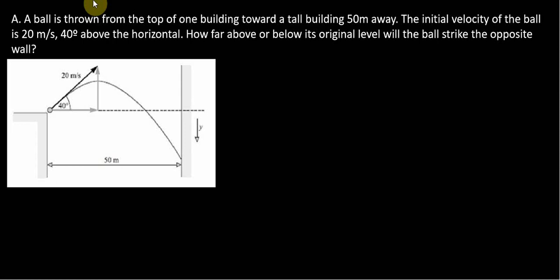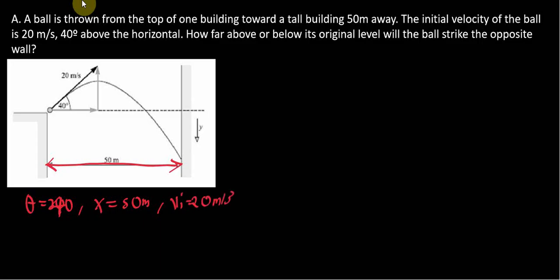Now let's look at the things that we have been given first of all. What exactly have we been given? We've been given theta, which is 40. We've also been given the displacement, which is 50 meters. Which displacement? The displacement in the x-axis. Then we have also been given the initial velocity, which is 20.